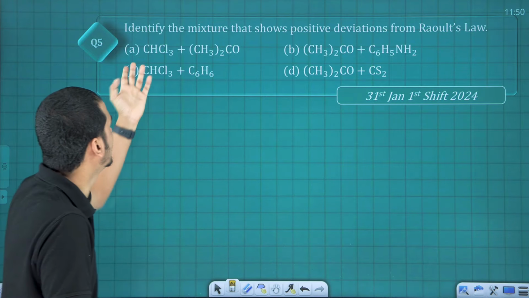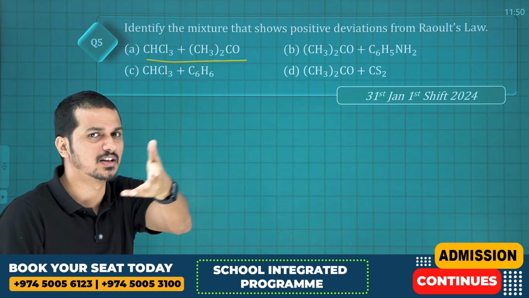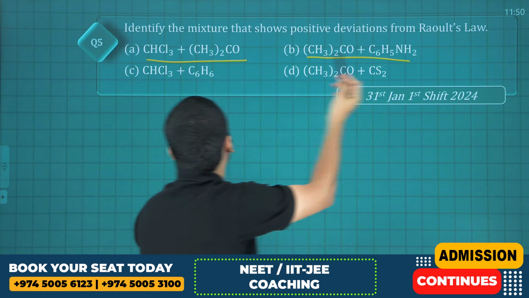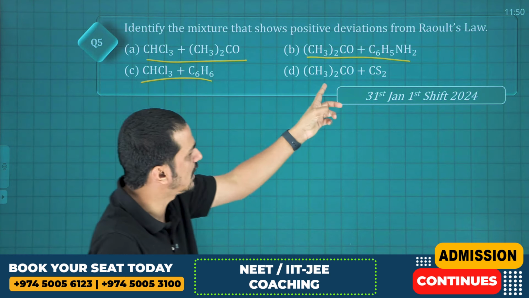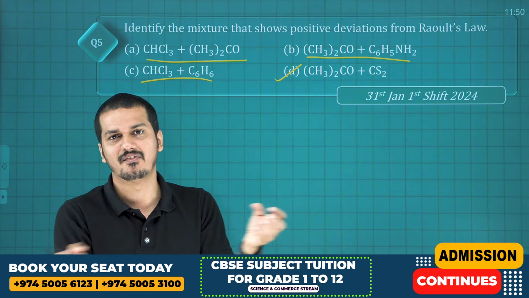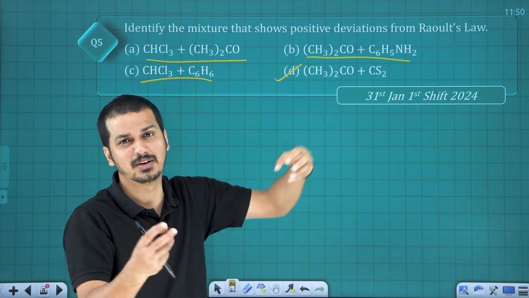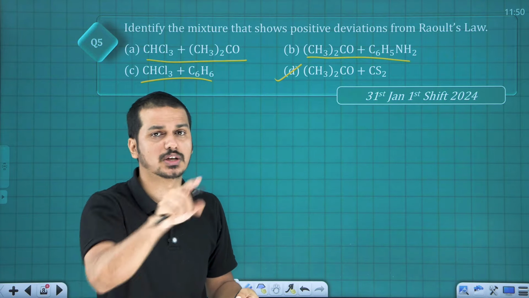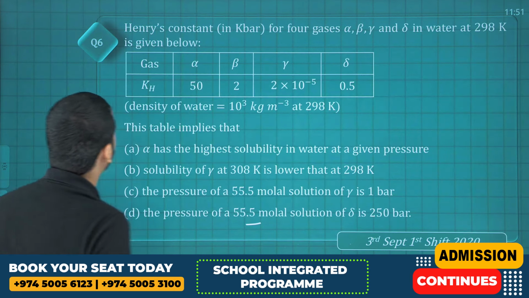Looking here, CHCl3 and CH3 twice CO, that is acetone, will give negative deviation because intermolecular hydrogen bonding is possible here. Both are organic compounds. Here one is organic, one is inorganic. So that's our answer. Whenever we mix an organic with an inorganic, the interaction between solute to solute and solvent to solvent is more than that of solute and solvent. So our answer is D. Clear? Yeah. We can move to the next question.